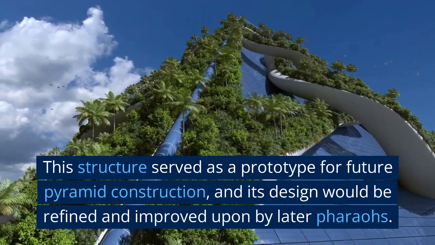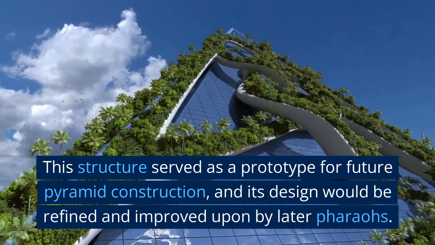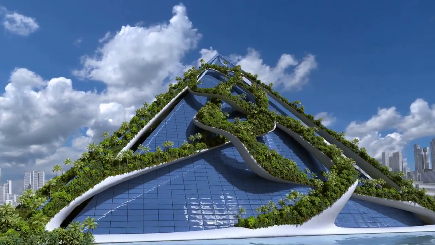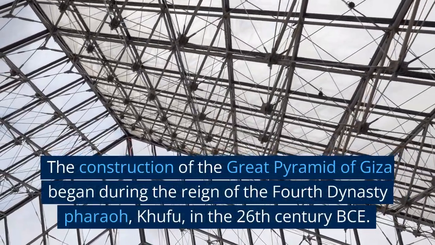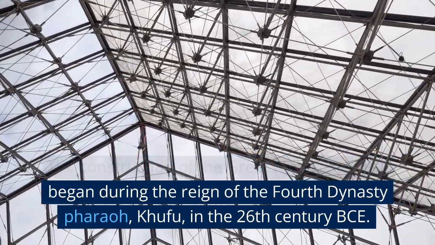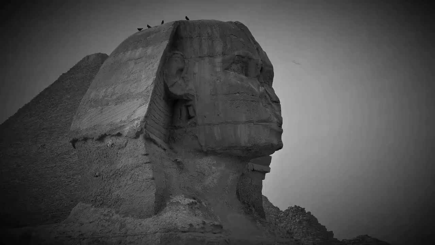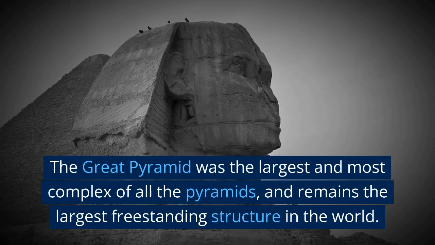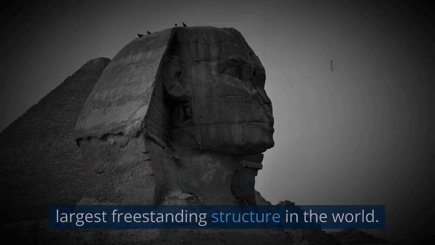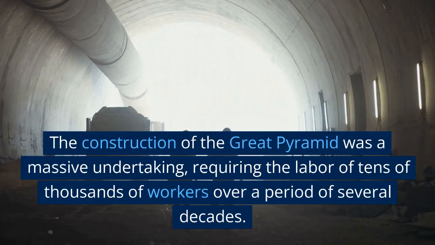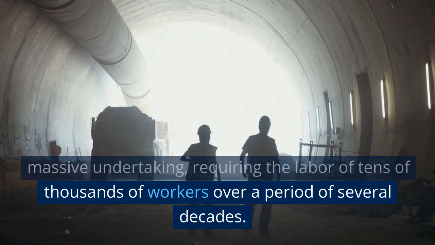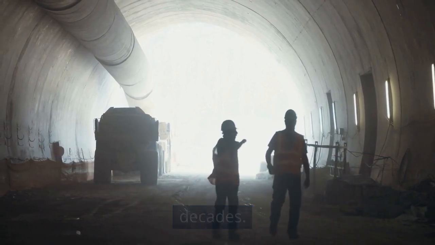This structure served as a prototype for future pyramid construction, and its design would be refined and improved upon by later pharaohs. The construction of the Great Pyramid of Giza began during the reign of the 4th dynasty pharaoh, Khufu, in the 26th century BCE. The Great Pyramid was the largest and most complex of all the pyramids, and remains the largest freestanding structure in the world. The construction of the Great Pyramid was a massive undertaking, requiring the labor of tens of thousands of workers over a period of several decades.